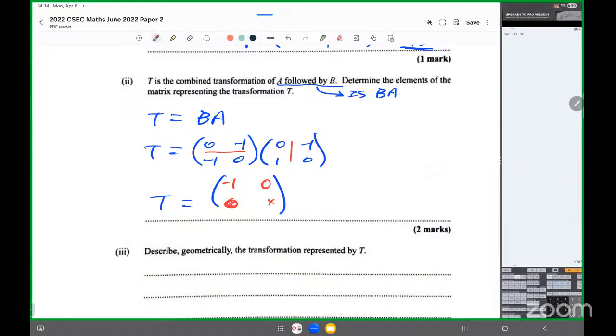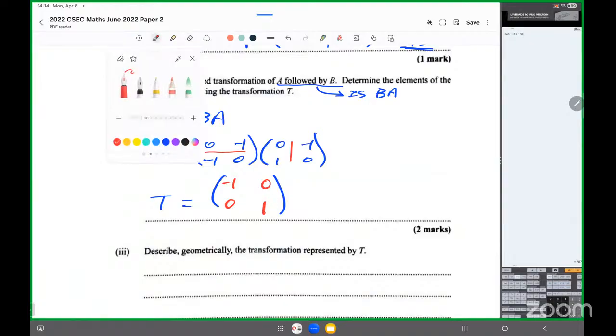And the value down here is in the second row, first column. So I'm multiplying this second row with this first column. So it's going to be minus 1 times 0 is 0, 0 times 1 is 0. So this value is going to be a 0 again, right here. And the last one down here is the second row, second column. So multiplying this second row by the second column, minus 1 times minus 1 is a plus 1, and 0 times 0 is 0. So it becomes a plus 1. That is the matrix T.